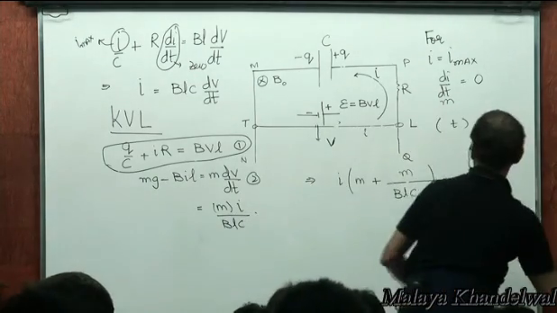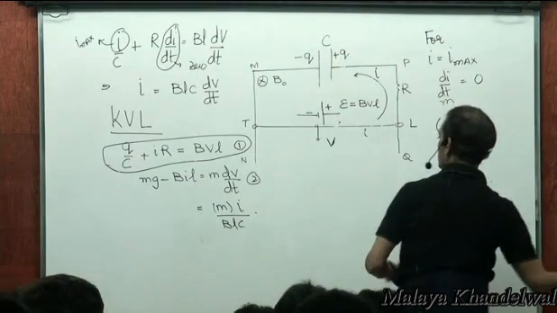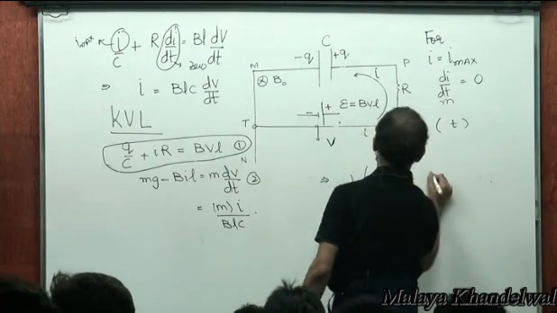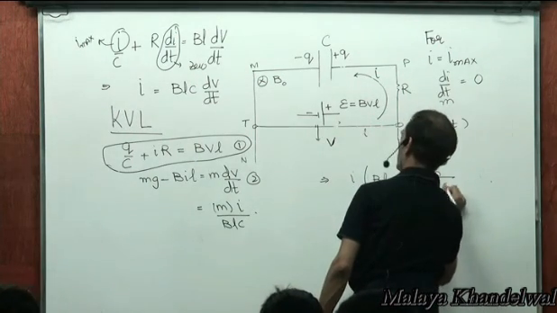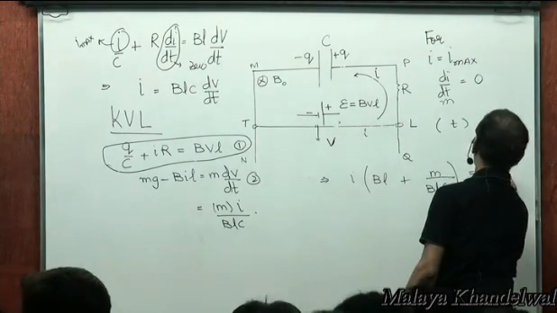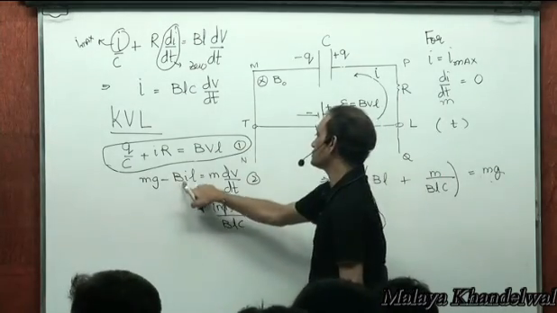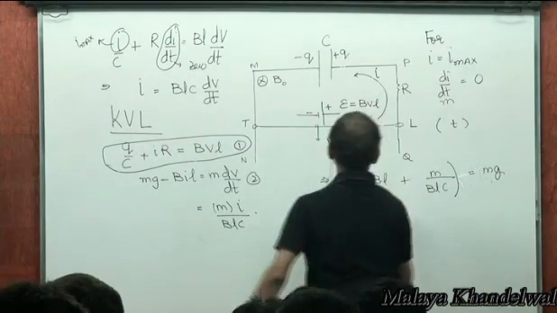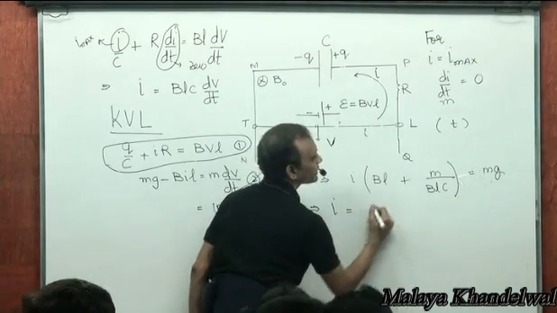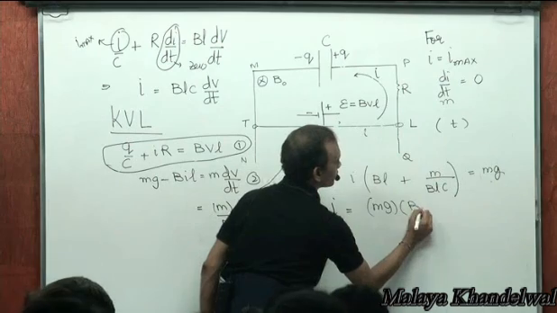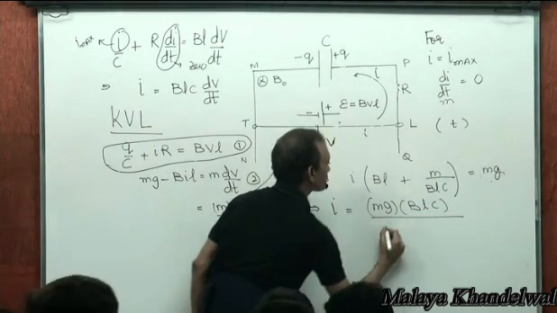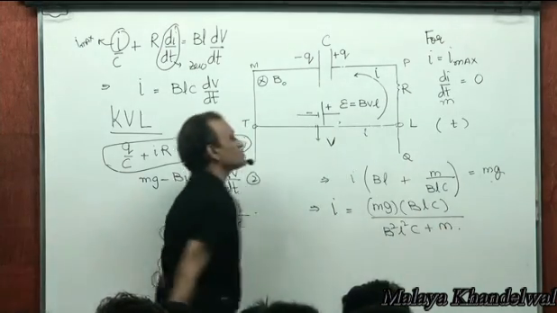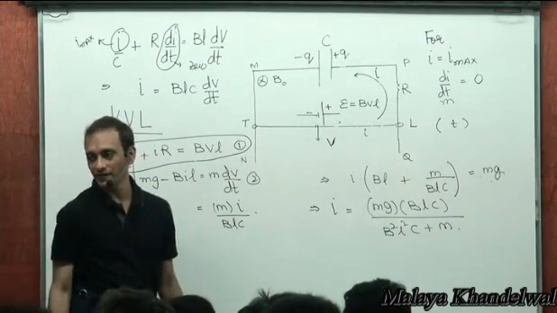I'm sorry, I'll just fix this. mg, see, I transpose this, so I into bl plus m by blc is mg, then this I would be I max. So I max, which is this I, is mg blc by b squared l squared c plus m. This would be I max. This is going to be I max.